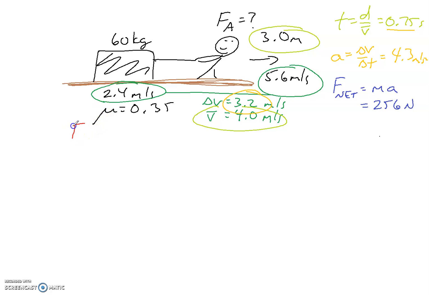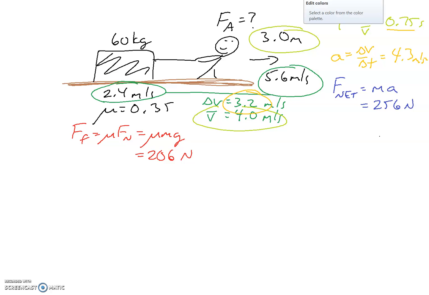So if I find my friction, that's mu Fn, and in this case Fn would just come from mg, I can find out how much friction I have. So 0.35 times 60 times 9.81 gives me 206 newtons of friction. Alright, so now I've got everything I need.